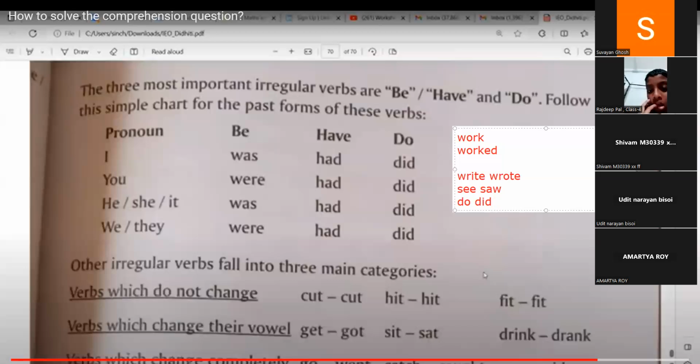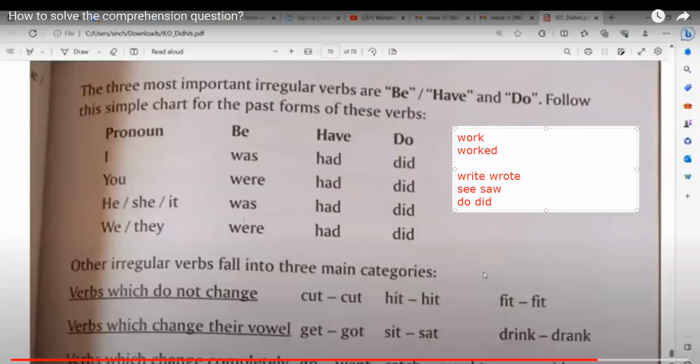Great, Udit. Okay. Now, Amarto, you tell me. Yes, Rajdeep, you are correct. Amarto, you give me an example with he and was. He was playing with his brother's toy. Very good, Amarto. Amarto, you wanted to ask some question. Yes. Tell me, beta. Was my explanation correct? Yes, your explanation was correct. Excellent explanation.